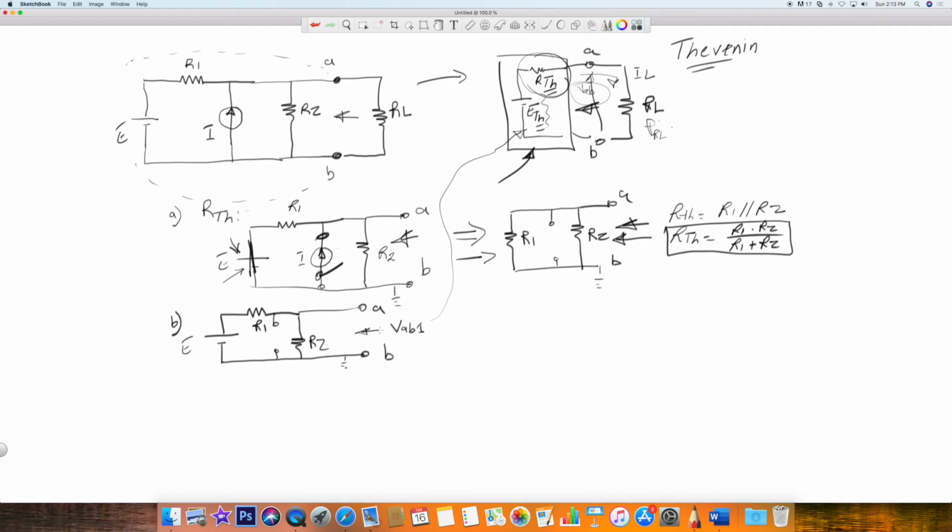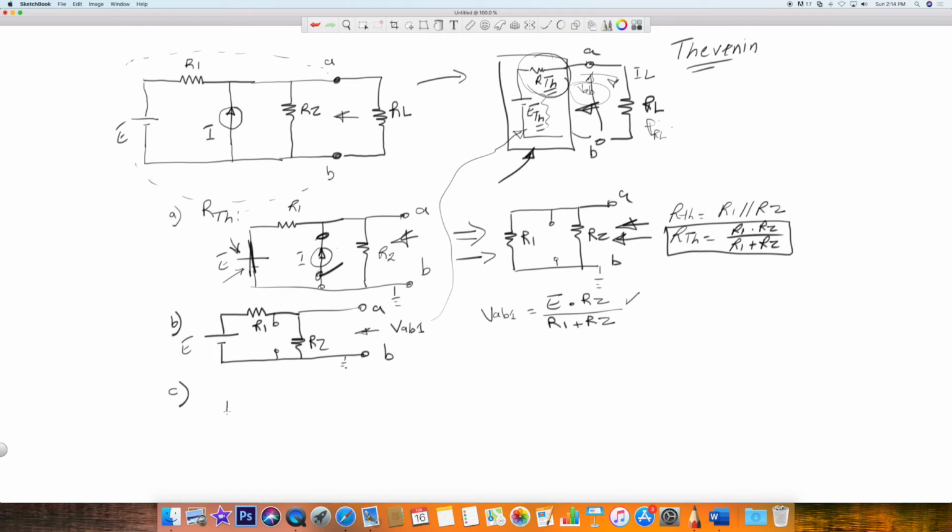Okay, so VAB1, as we can see, it's simply a voltage divider. So VAB1 is going to be equal to E times R2 divided by R1 plus R2 based on this configuration. Excellent. So now, let's go ahead and short the voltage source.